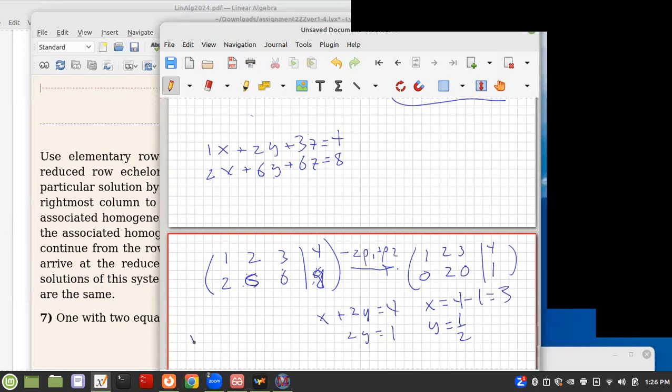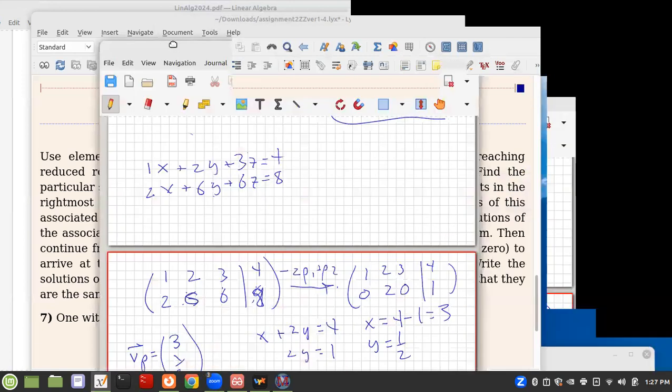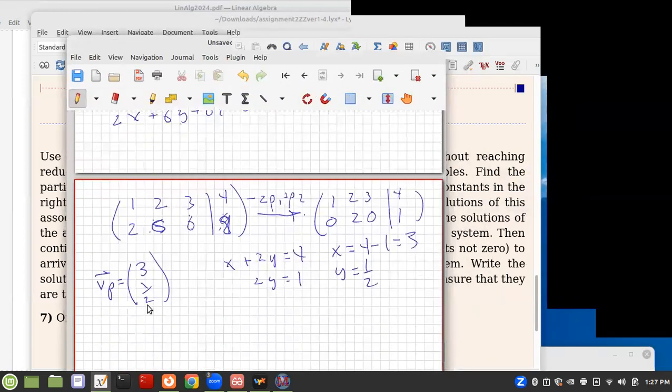So the particular solution, v particular, equals (3, 1/2). That's the solution with all the free variables equal to 0. That says find the particular solution by setting all free variables to 0. So that's Patrick, you have a question?